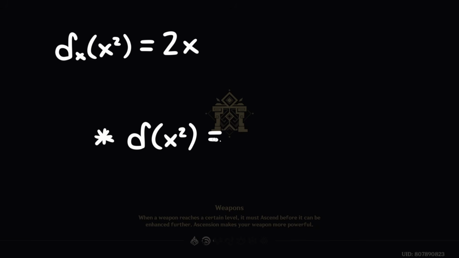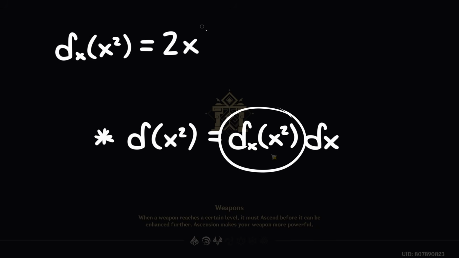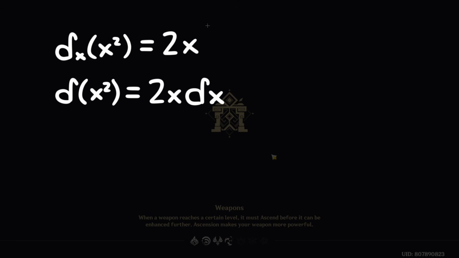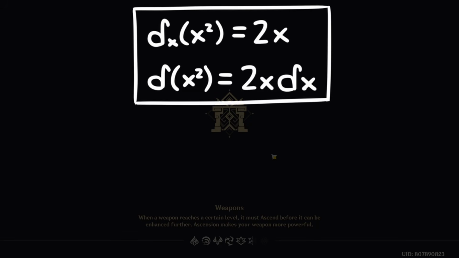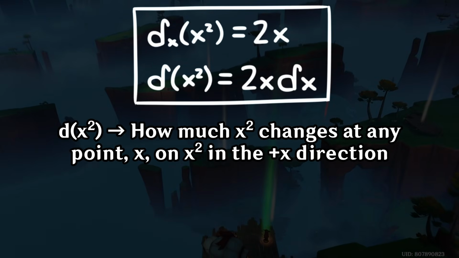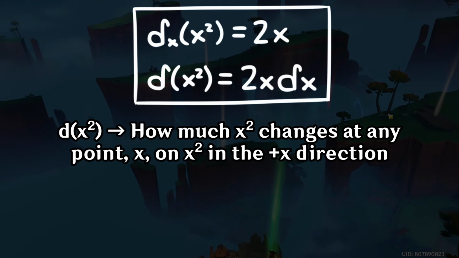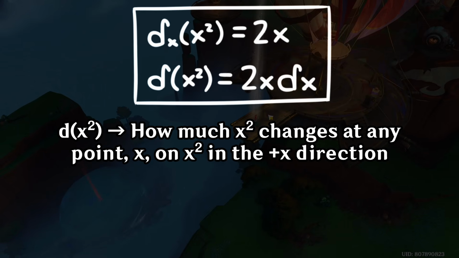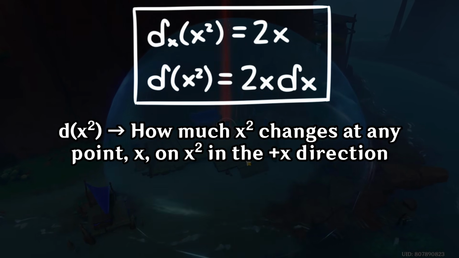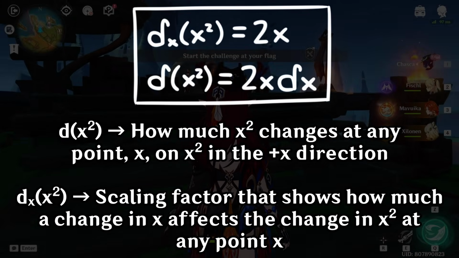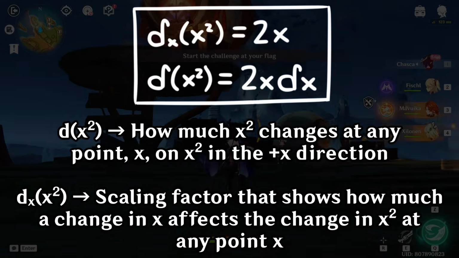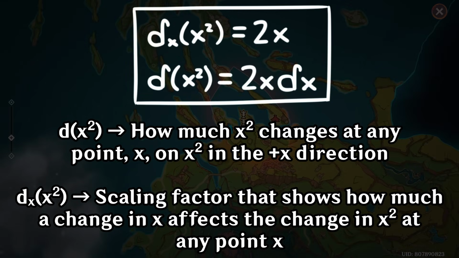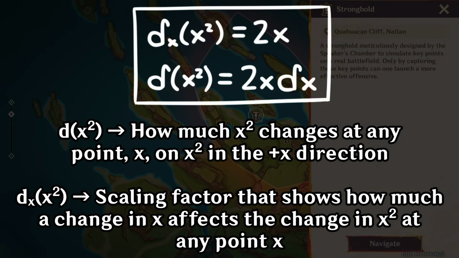If you wanted to get the differential of x squared, you'd simply have to plug things into the equation from earlier, so d(x squared) is equal to 2x dx. To conceptually understand this, df essentially contains information about how much x squared changes at any point along the parabola. In this case, we're specifically considering the change along the positive x direction. The derivative 2x is the scaling factor that shows how much a change in x affects the change in x squared. Notice that the derivative changes depending on what x value you start at.